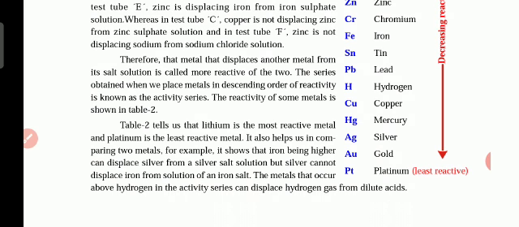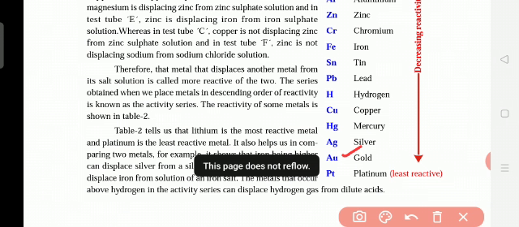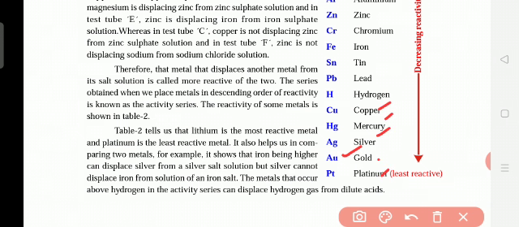You see, gold is down. Gold, silver, mercury and platinum are down. But why don't they get rusted? They don't get rusted because they are less reactive. They don't react with oxygen and water, so they will not be rusted. But when we see above, copper, iron and some metals like magnesium will be rusted. Why? Because they are more reactive than these.